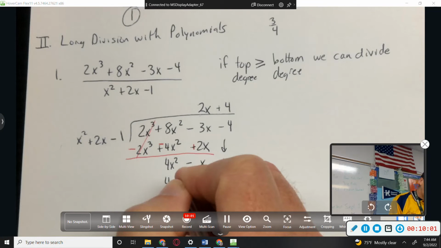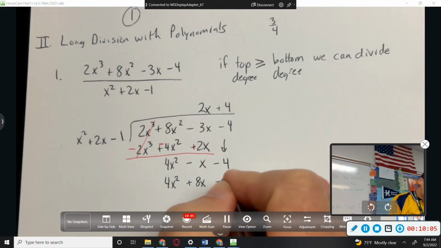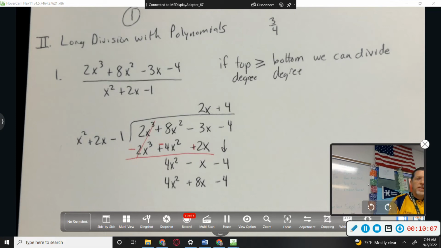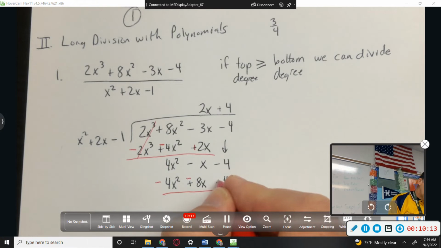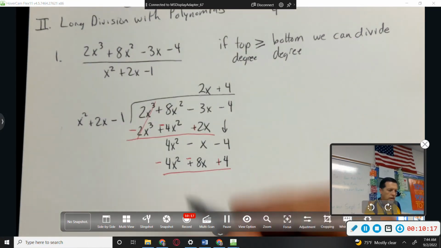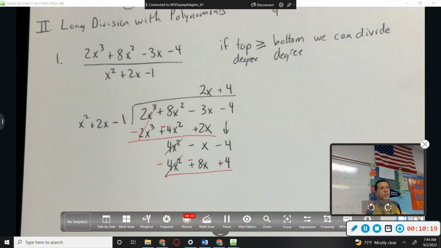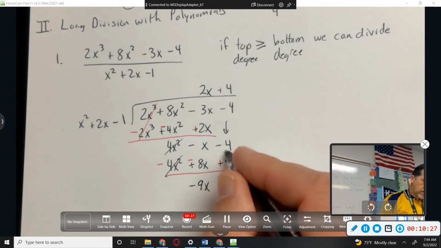So 4x squared plus 8x minus 4. Draw the line, change the signs, or subtract. Again, the lead term goes away because we forced that to happen. If that doesn't happen, then something went wrong somewhere. Negative 9x plus 0.